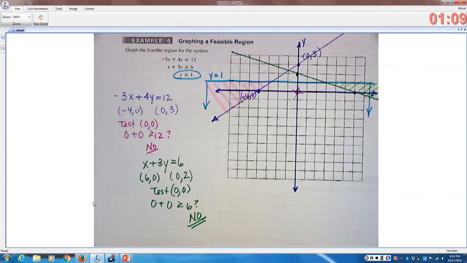So if you have no feasible region, don't say, oh my gosh, I've done something wrong. There may be no solution. Okay?